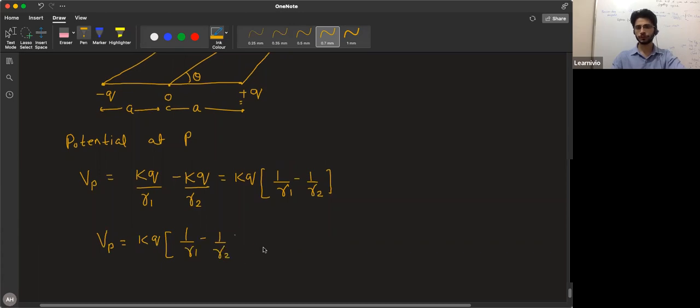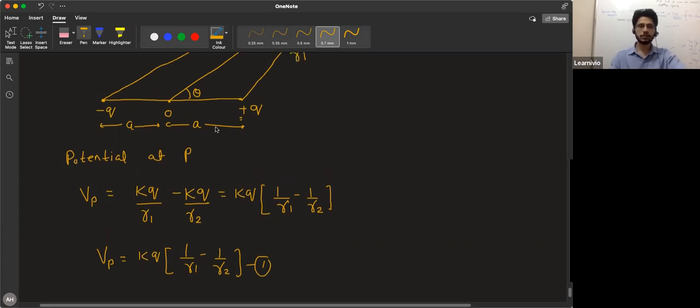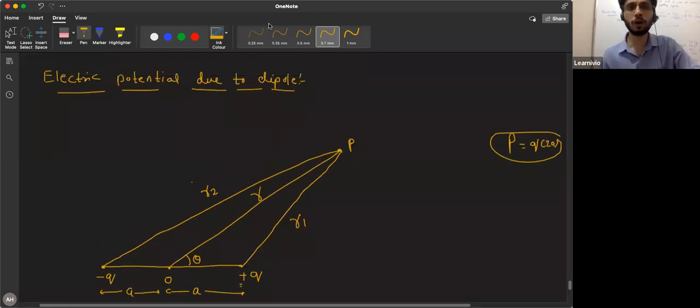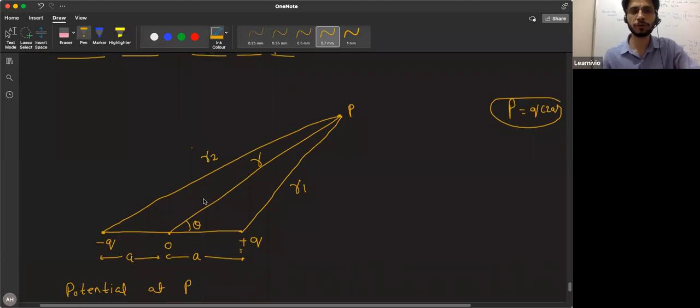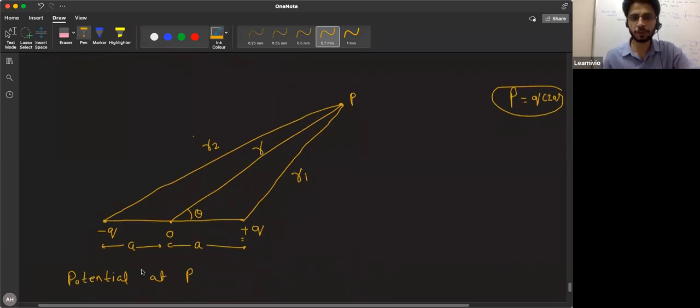That's my first equation. The next step is to express R1 and R2 in terms of A and theta. Just note it down. Then we will do how to convert R1 and R2 in terms of theta. Leave some space below this figure. There are a few more constructions here.